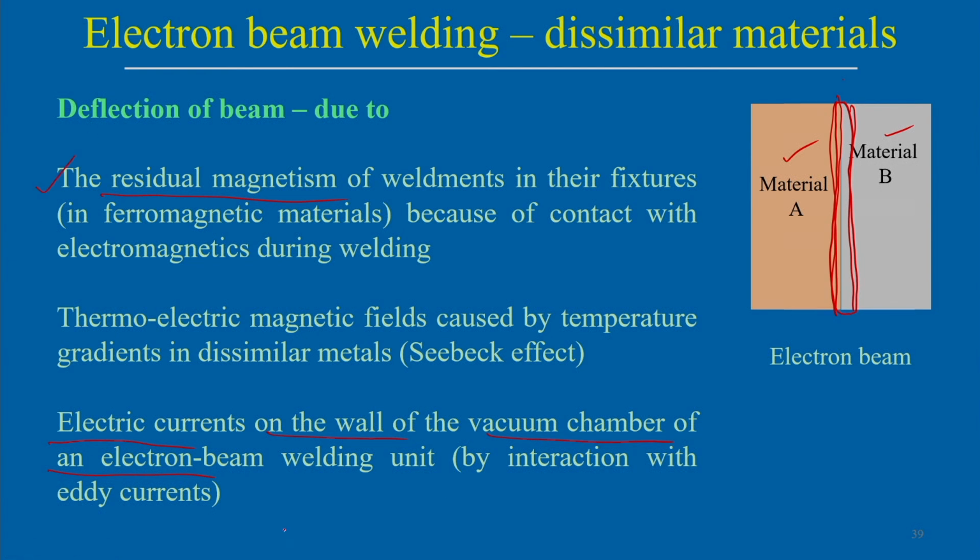One is the presence of residual magnetism. Second may be the Seebeck effect, mainly associated with the temperature gradient between these two materials. And third is the electric currents on the wall of the vacuum chamber, which may cause the electron flow to get deflected in the welding unit, by interaction with the eddy current. So, the beam can be influenced or deflected during this process.